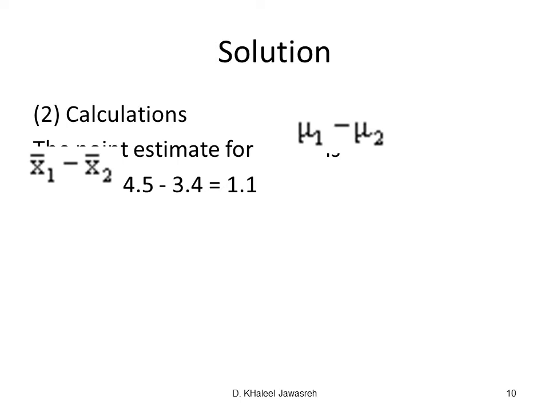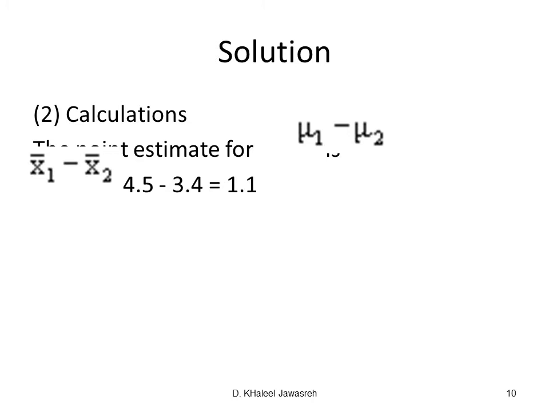Now we will solve this problem. We do need to understand the point estimate for mu1 minus mu2, the difference between the true population means, which is x1 bar minus x2 bar, because we draw small samples from these large populations, so we subtract the two means from each other.